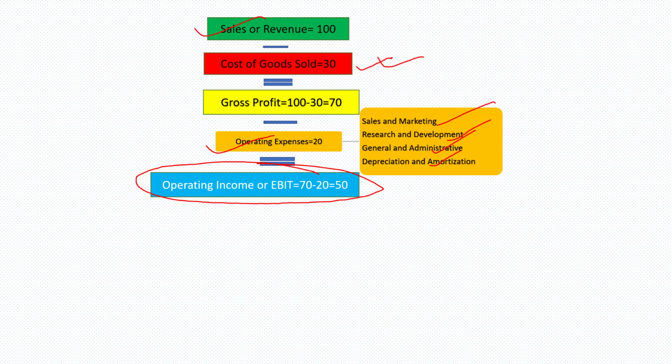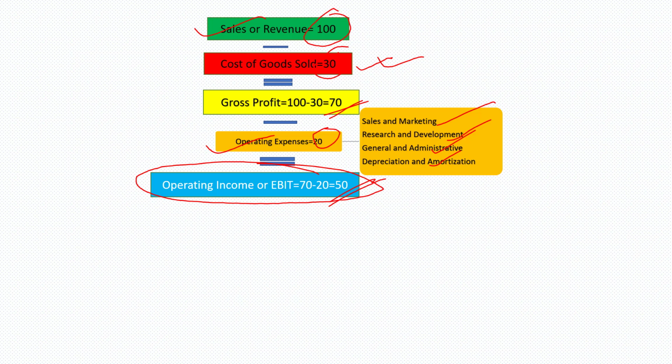So I have also given you the numbers. If the revenue is 100, cost of goods sold is 30, then gross profit would be 70, right? And if operating expense is 20, then your operating income would be 70 minus 20, which is 50. That gives us the operating income, which is the profit for that firm after subtracting all of its direct and operating expenses.